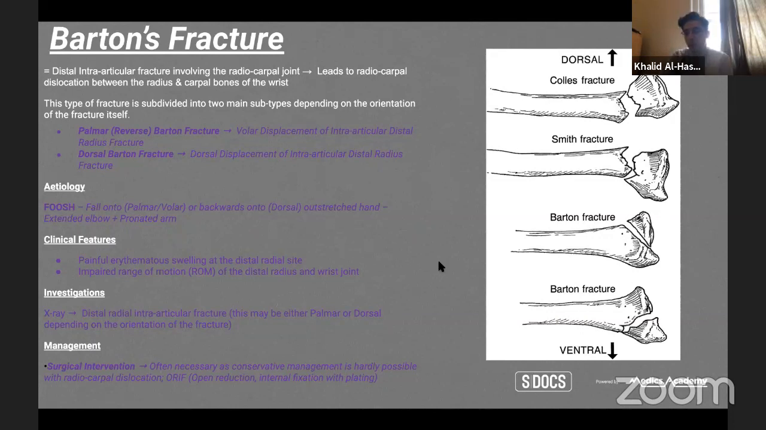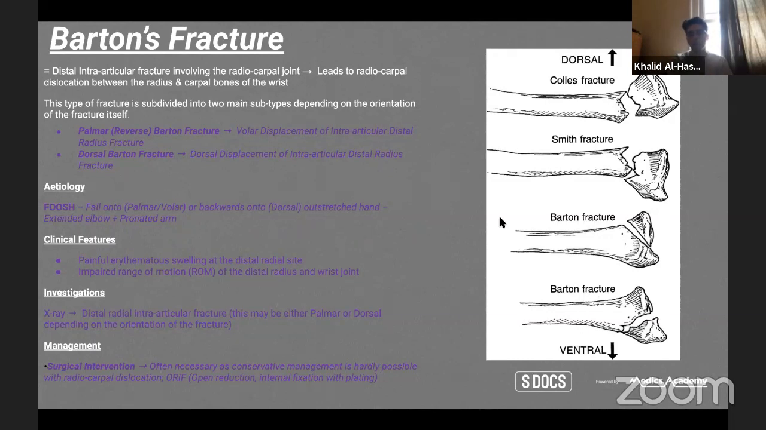So you can see it here in this picture. You can see that this is a dorsal fracture. It's similar to a Colle's fracture. However, if you took a look very closely, a Colle's fracture is a fracture through more so the bone with no intra-articular involvement, whereas a Barton fracture has some intra-articular involvement itself. The same could be said between a Smith and a palmar or a reverse Barton fracture.